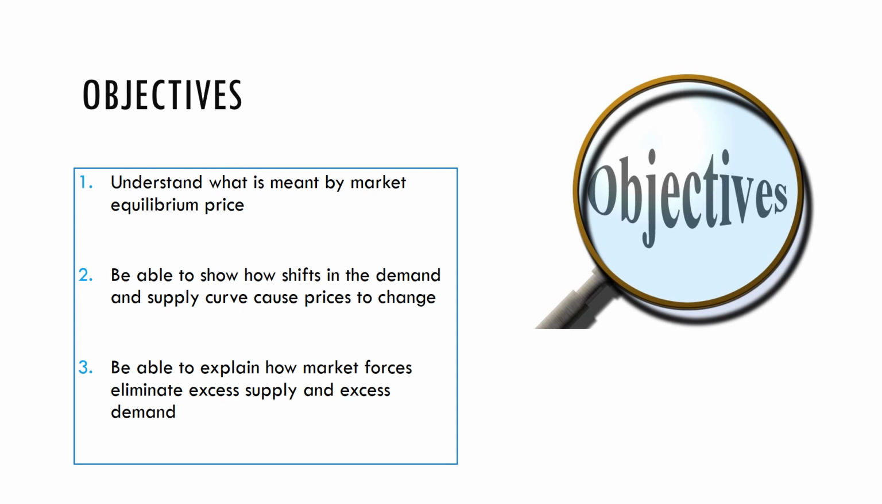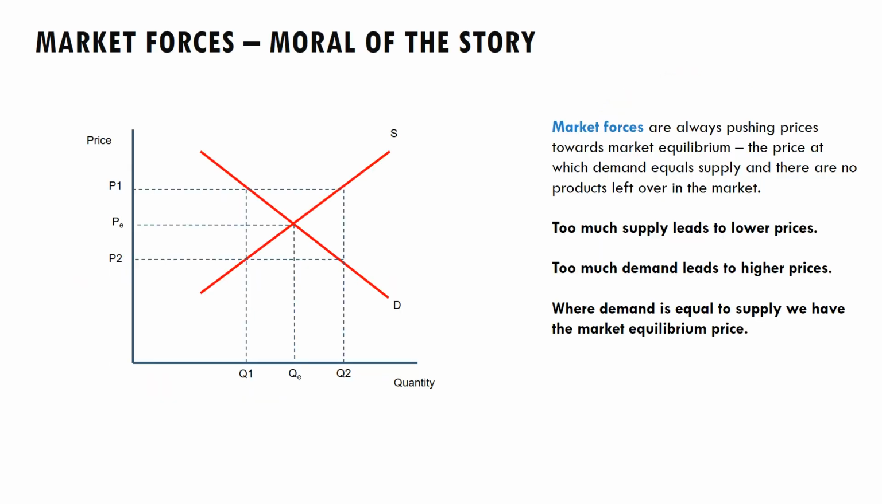So in this video, we've looked at what is meant by market equilibrium, how shifts in demand and supply change the equilibrium, and how the market forces of excess supply and excess demand cause that price to change. A quick moral of the story: market forces are always pushing prices towards the market equilibrium. If there's too much supply, this leads to lower prices. If there's too much demand, this leads to higher prices. Where demand is equal to supply, we have the market equilibrium price.